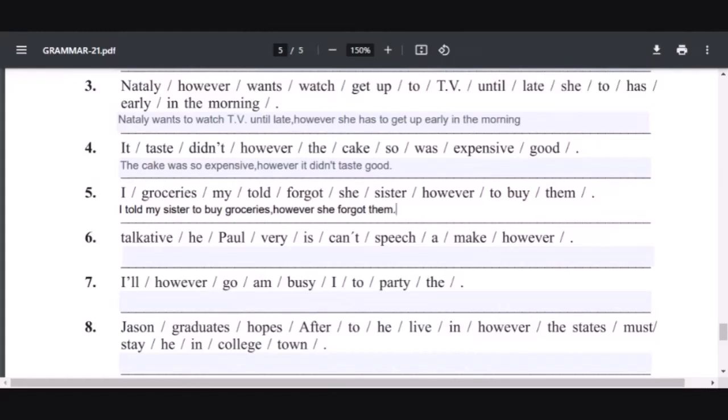I told my sister, groceries is here. Told, forgot. She, sister. However, is here. To buy is here. And then.